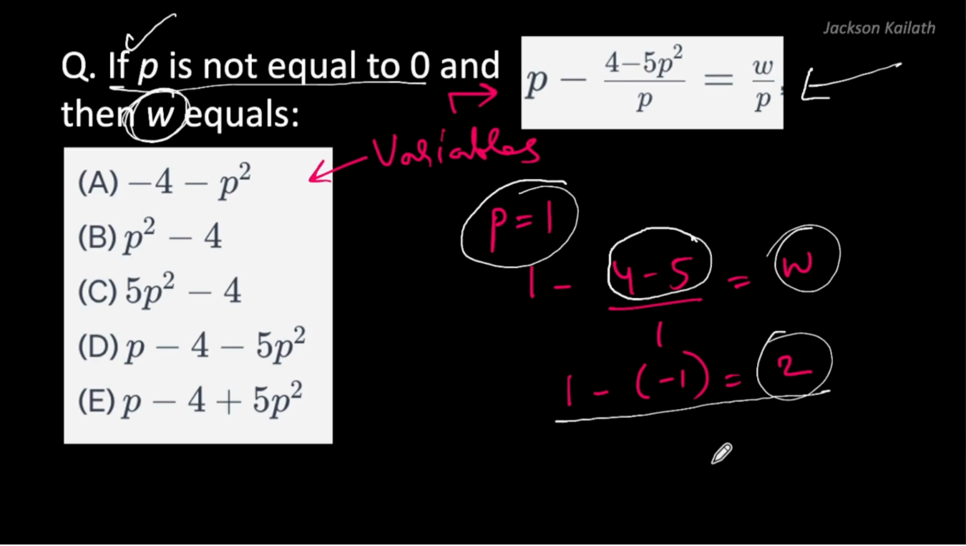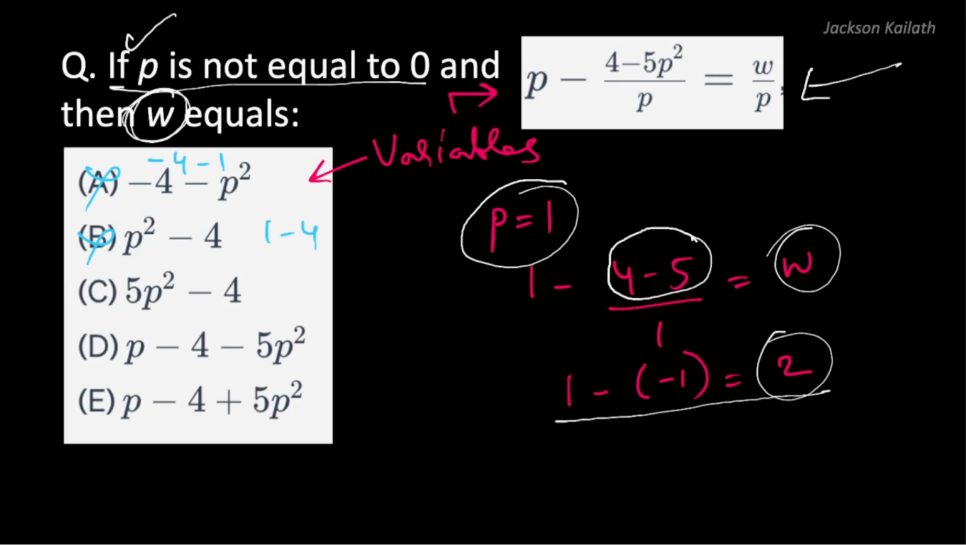Now let's take a look at the options and eliminate the wrong options. Remember, we are not trying to select the correct answer. We are trying to eliminate the wrong answers. So let's take a look. Option A says minus 4 minus p square. So minus 4 minus 1, that's not equal to 2, right? So we can eliminate option A. What about option B? It says 1 minus 4, which is minus 3. That's not equal to 2. So we can eliminate option B as well.